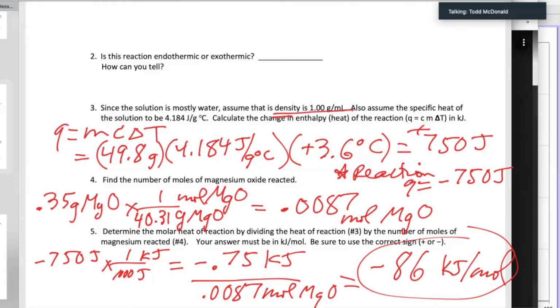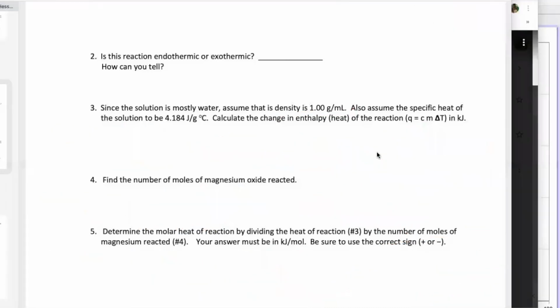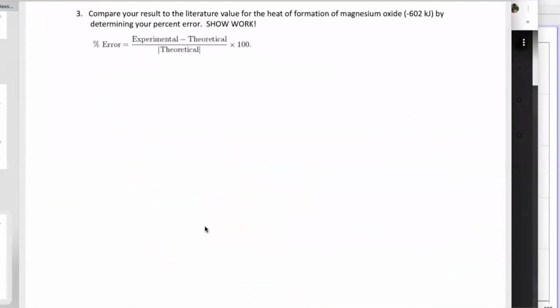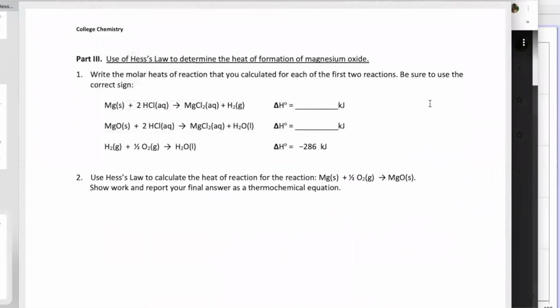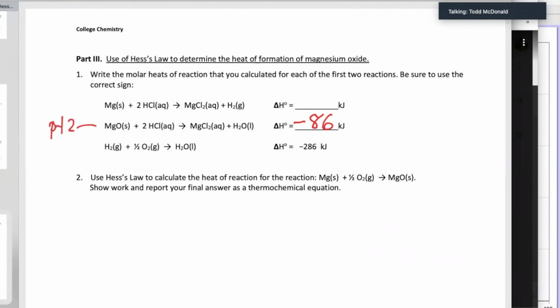Okay, so we write that number down, and here's what I'm going to do. I've got to move on to the next page. So I'm going to move to page 3, and there is a spot for this. If you look closely here, reaction 2 is the second line. So what I do is I take my experimental value of negative 86 and I put it here. By the way, the reaction, in case you were curious, was already written on this next page here. So this is part 2 of the lab we just did.